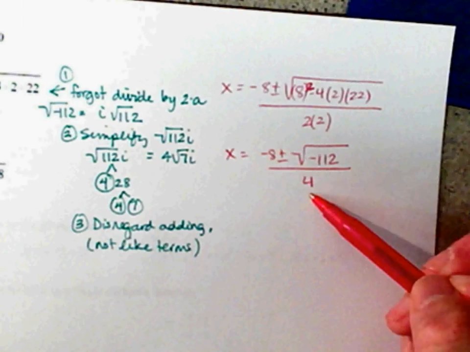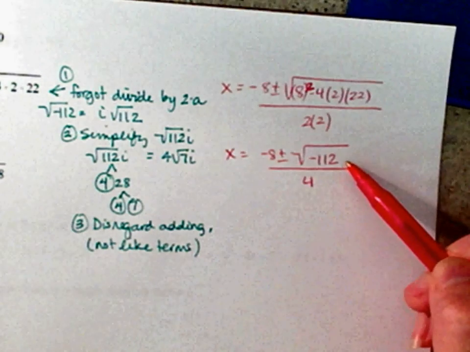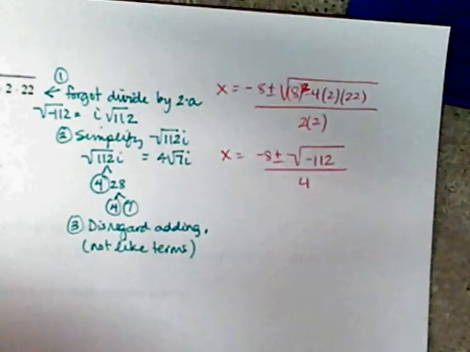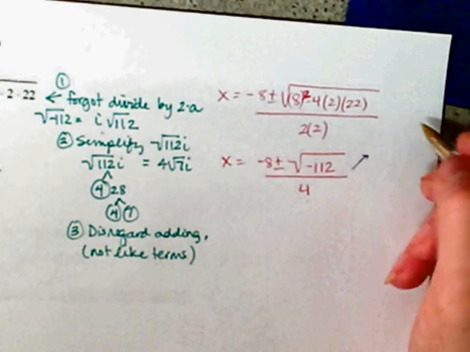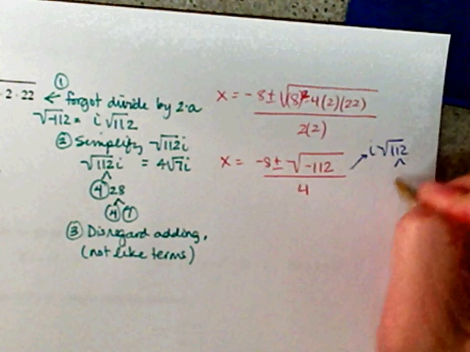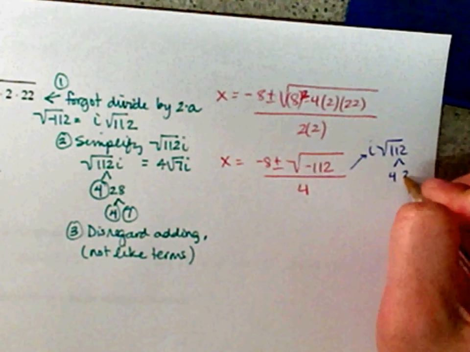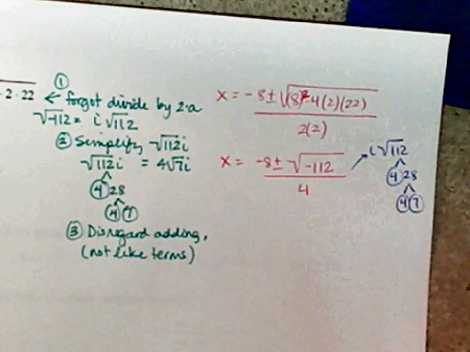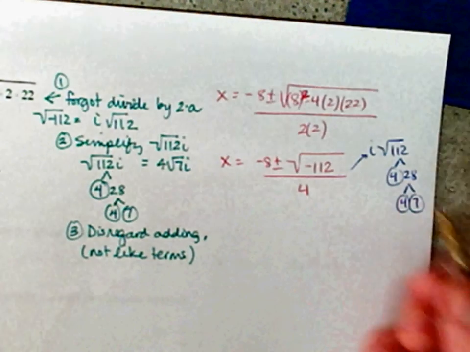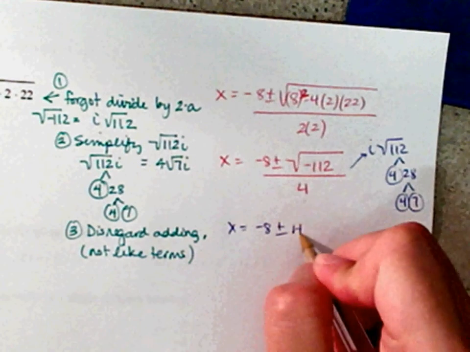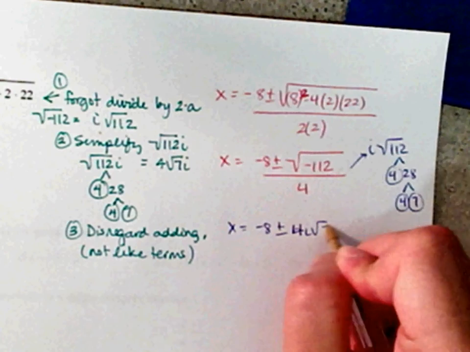Simplify your radical sign first, okay? And this part right here, we had done earlier. Square root, bring out my i, so I have 112. 4 and 28. 4 and 7, okay? So I'm going to rewrite that now. And then you have x equals negative 8 plus or minus 4i square root of 7 all over 4.